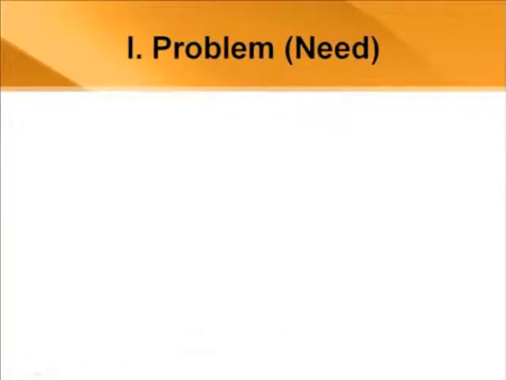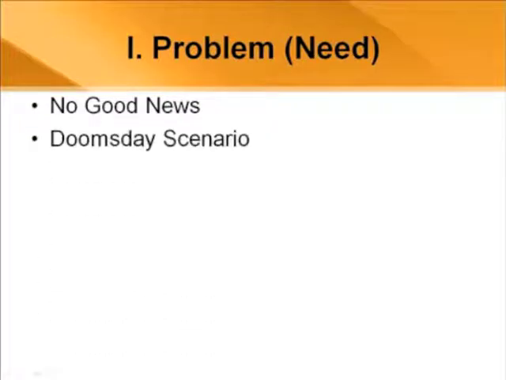After we've grabbed the audience's attention, we then must create some sort of a need in the audience so that they feel like they need to listen to us and they understand that there is a problem. And that's what our first point is going to be doing, showing a problem to create that need in the audience. Some things we need to do in this step. There should be no good news given. Everything in this first point should be negative, showing that there truly is a problem. It should be the doomsday scenario. If we don't change, this is what's going to happen.